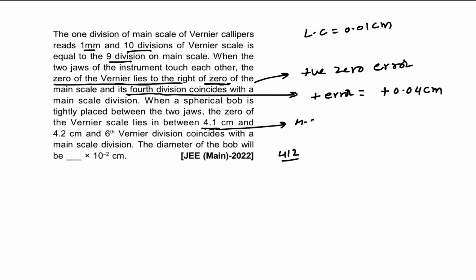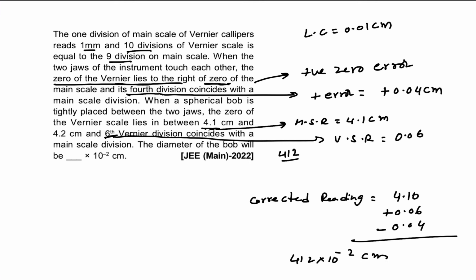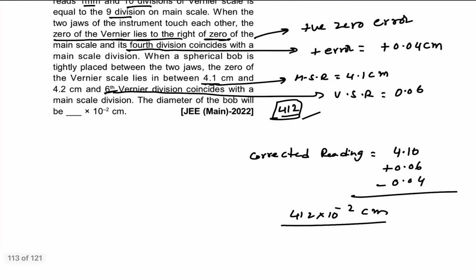And we can see the main scale reading is 4.1 centimeters. Sixth division is coinciding. So from this, vernier scale reading is equal to 0.06, and the corrected reading can be written as 4.10 plus 0.06 minus 0.04. If you calculate, you will finally get 412 into 10 to the power of minus 2 centimeters. Answer is 412. Okay, observe this carefully.